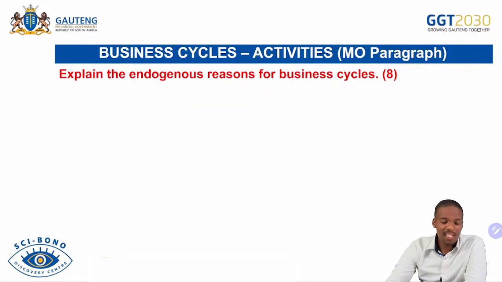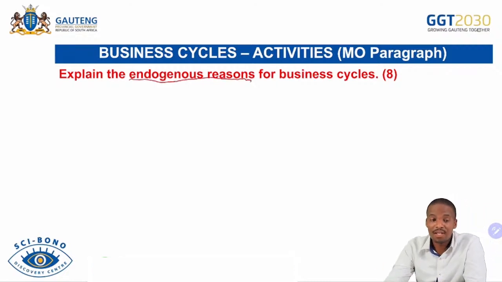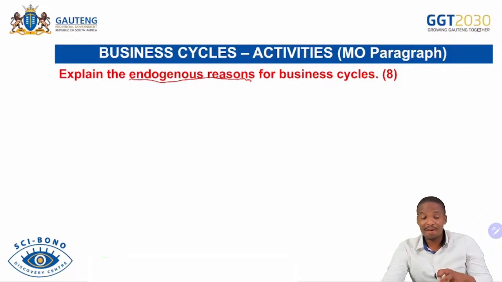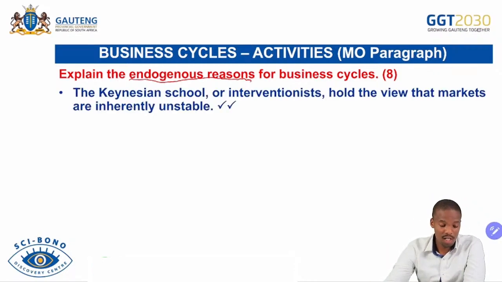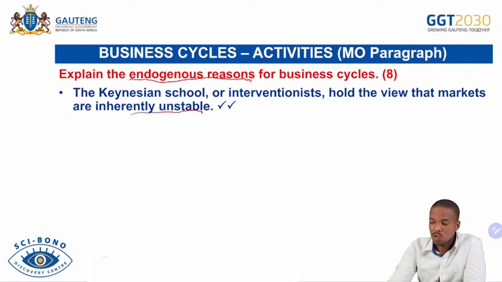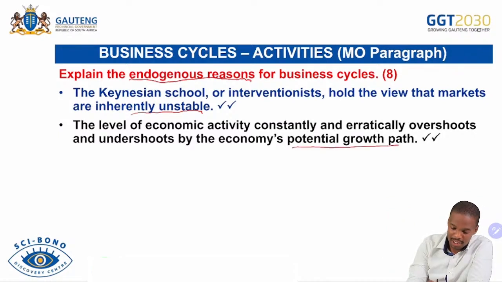8 more questions says, explain the endogenous reasons for business cycle. So whatever is happening inside the economy, how do you explain it? You're going to say, the Keynesian school or interventionists hold the view that markets are inherently unstable. So what does that mean? It says the level of economic activity constantly or erratically overshoots and undershoots the economy's potential growth path.